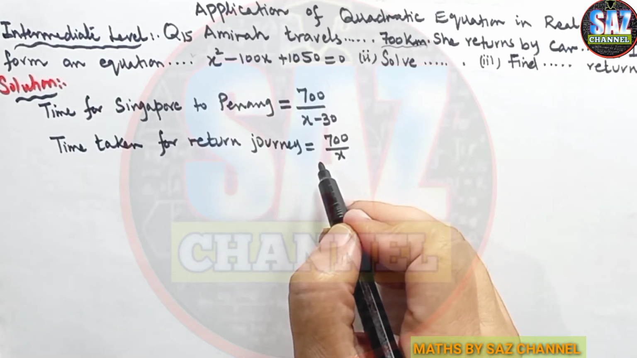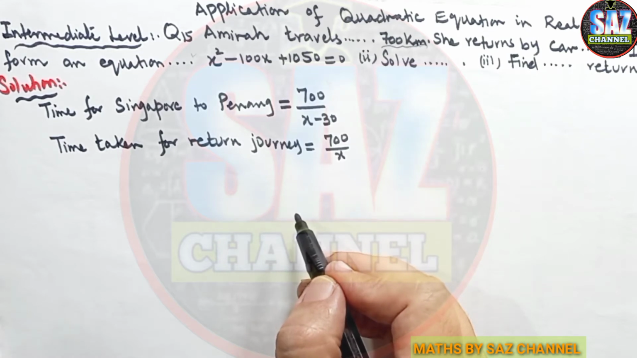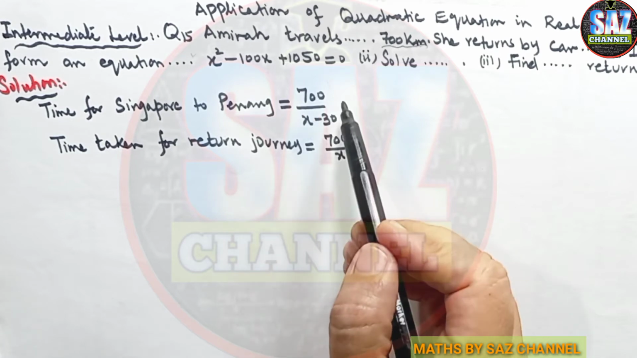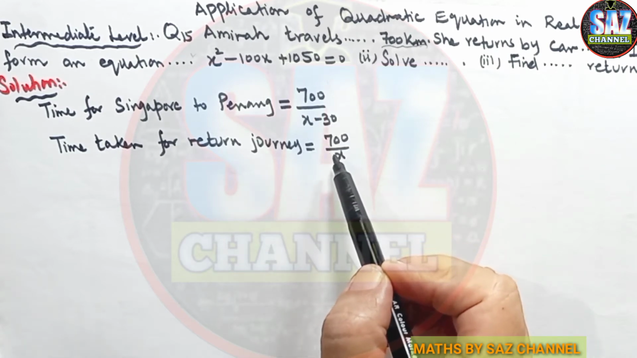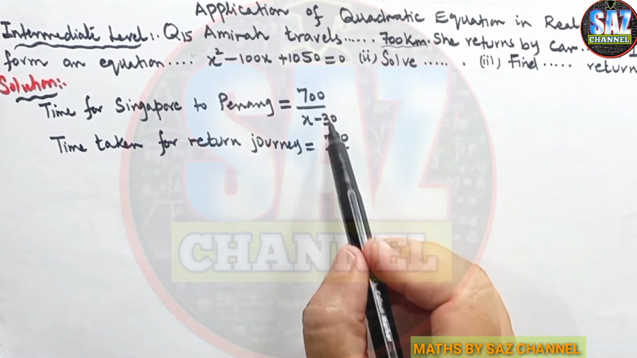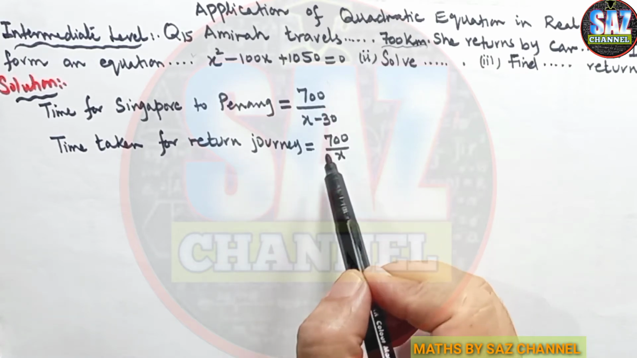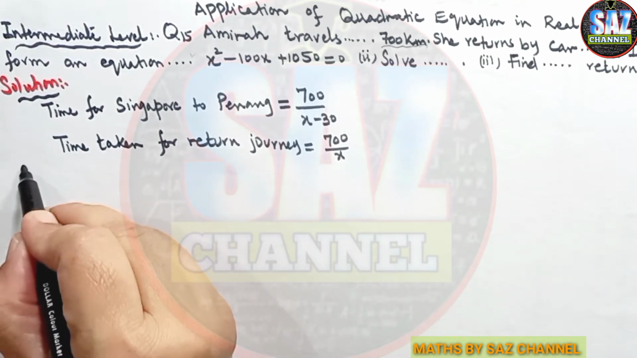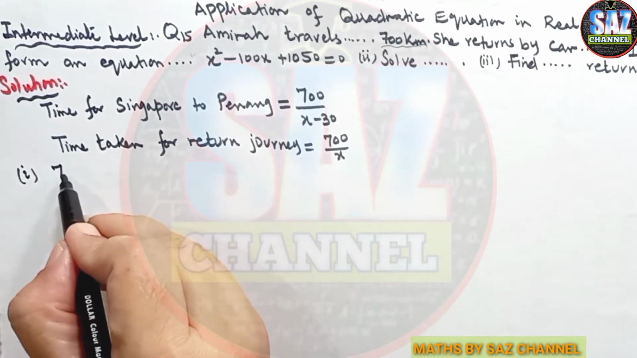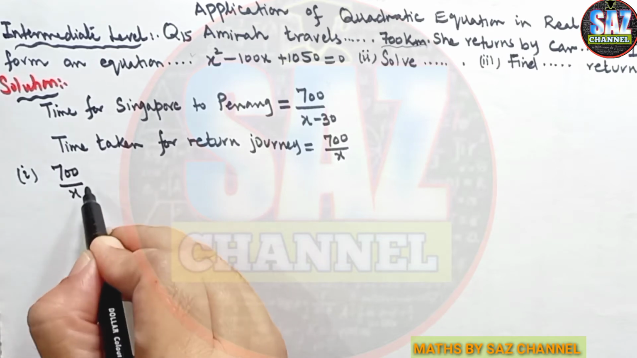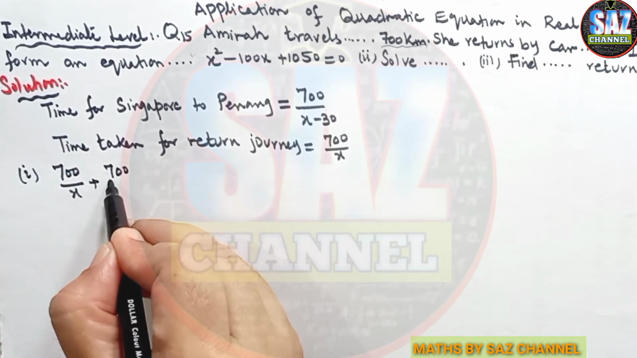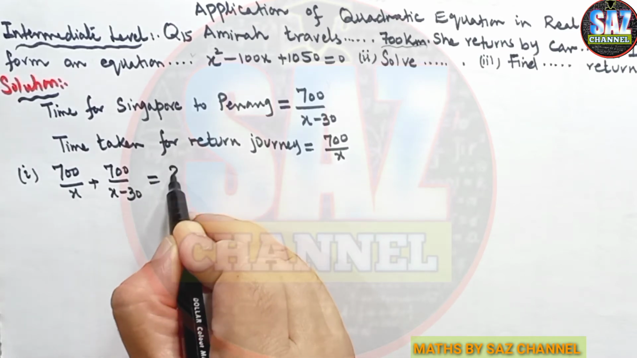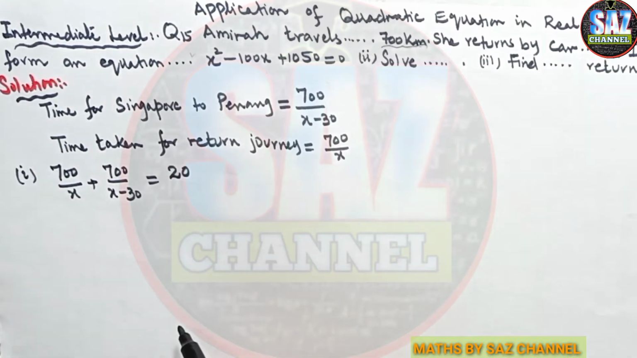It is given in the question that the total time taken for the whole journey is 20 hours. Total means the time taken for the outward journey plus the time taken for the inward journey; adding these two times, the whole sum will be equal to 20 hours. So to formulate the equation, 700 upon x plus 700 upon x minus 30 will be equal to 20, which is the total time given in the question.